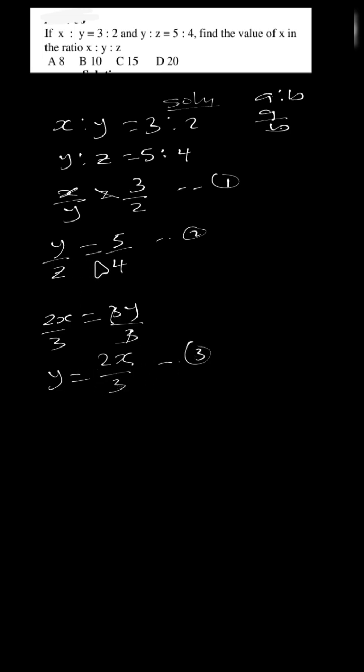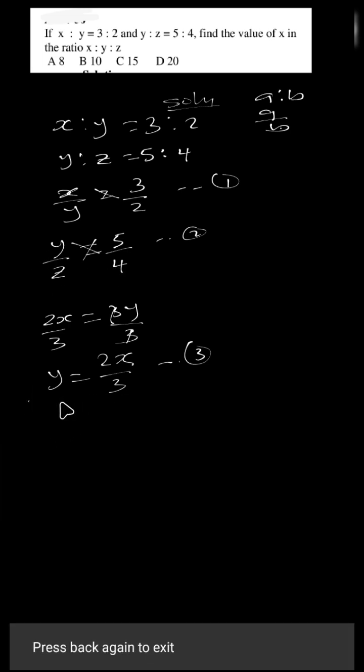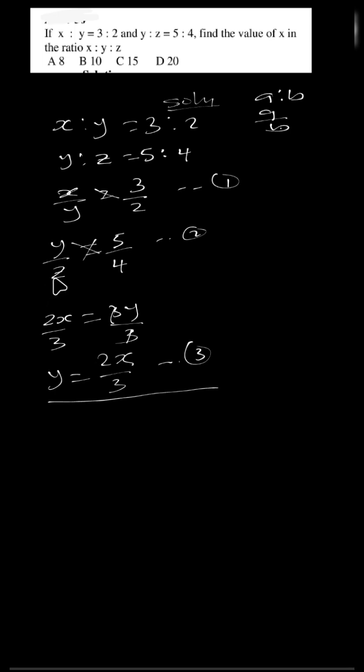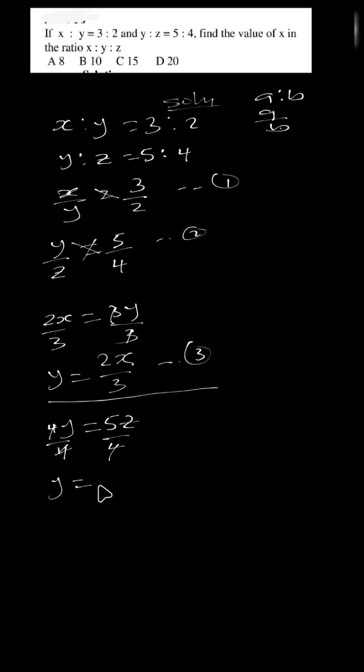The same thing applies to equation 2: you can also make y the subject of formula. You cross multiply, so we have 4y equal to z times 5, that is 5z. Now to make y the subject of formula, divide both sides by 4. This 4 cancels this 4 here, so we have y equal to 5z over 4.